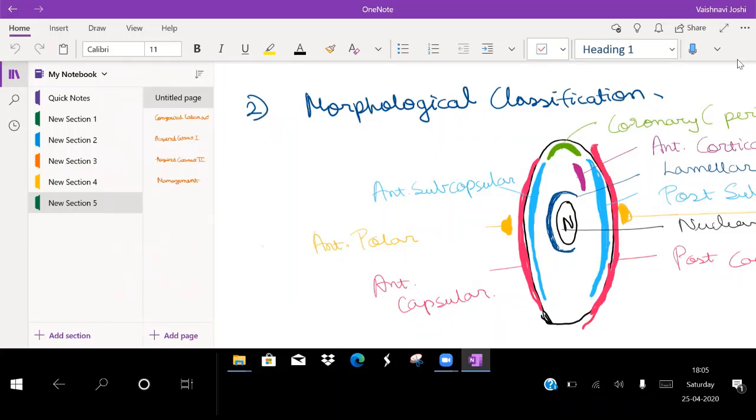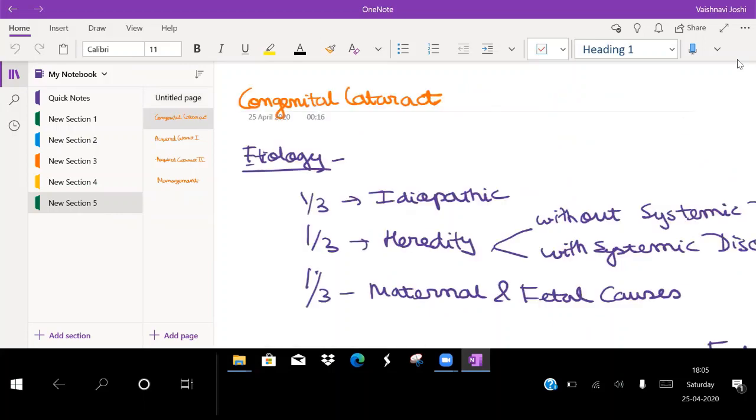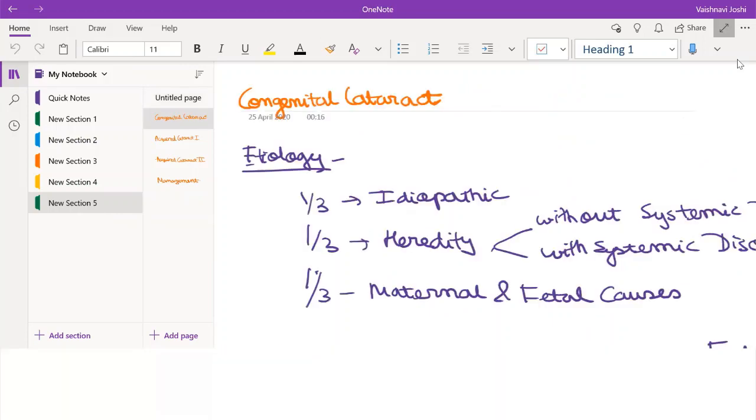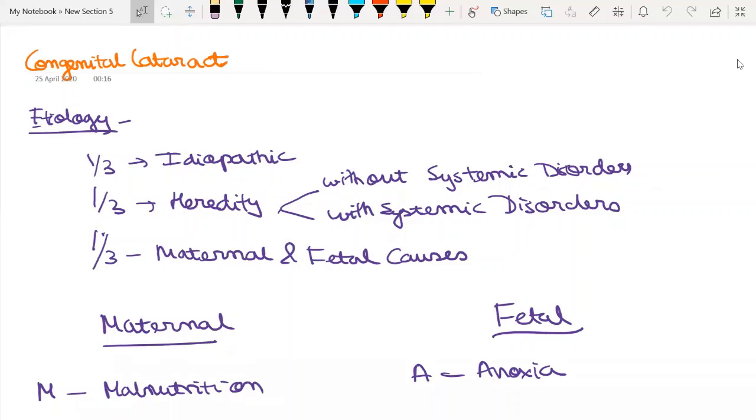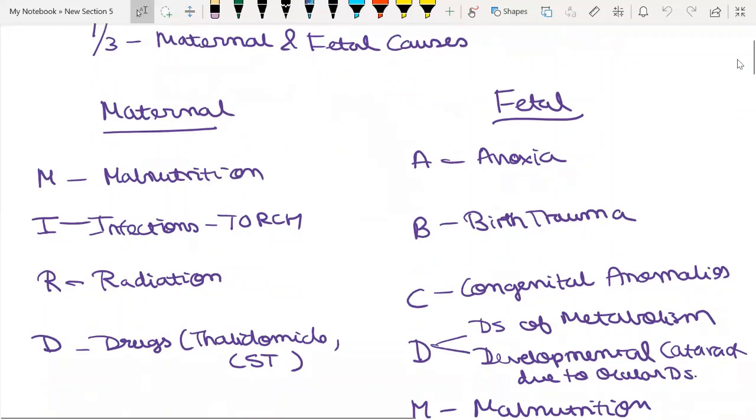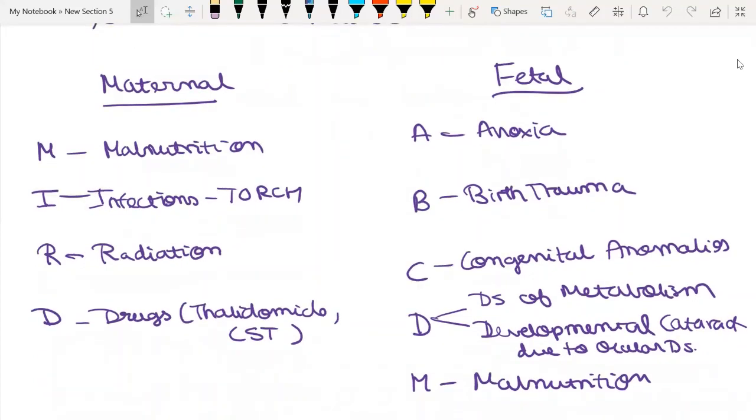Moving on, the first type of cataract that we are going to discuss is the congenital cataract. Now, the etiology is simple. One-third of cases are idiopathic, one-third hereditary, and one-third maternal and fetal causes. Now, moving on to the maternal causes, we have a mnemonic, MIRD. We have a bird, this is mold. So, we have malnutrition, infections like TORCH infections, R for radiation, and D for drugs.